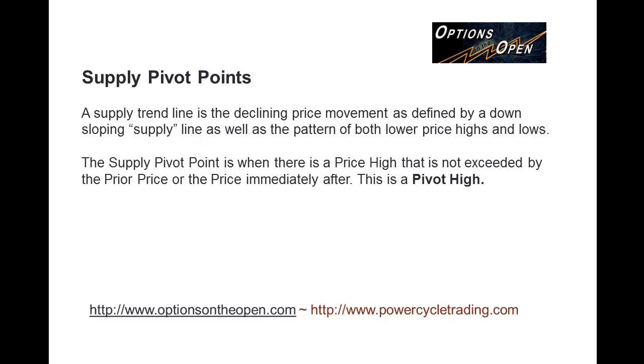Now, to do this, I will use what are called supply pivot points. A supply trend line is the declining price movement as defined by a down-sloping supply line, as well as the pattern of both lower price highs and lower lows. So the supply pivot point is when there is a price high that is not exceeded by the prior price or the price immediately after, and this is what we call a pivot high.